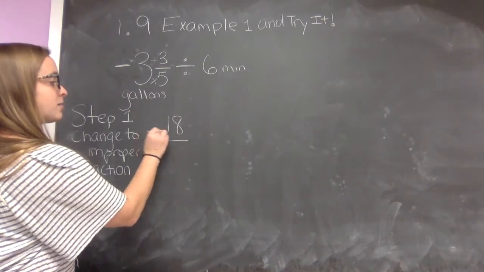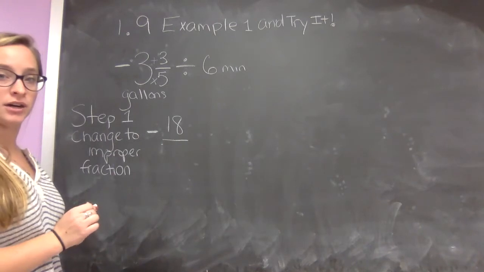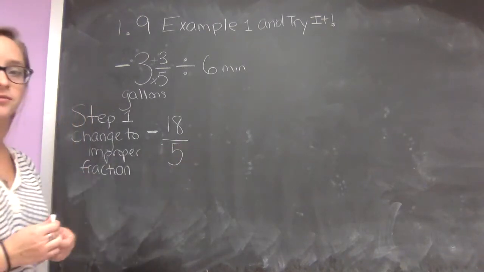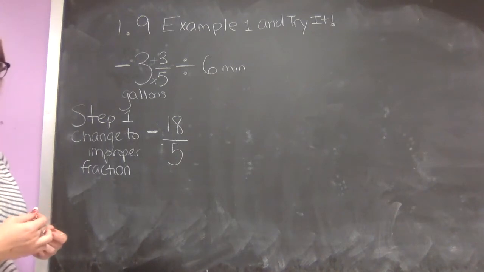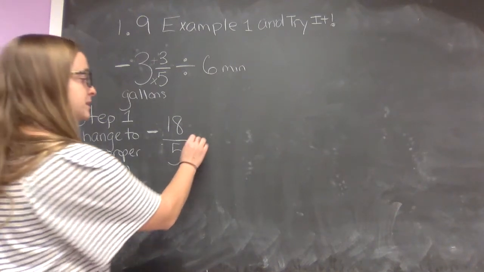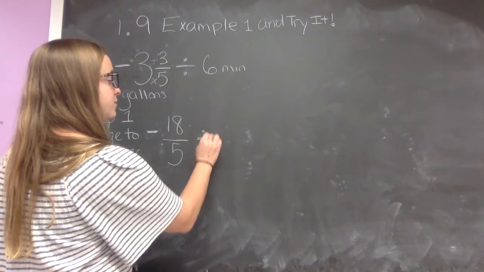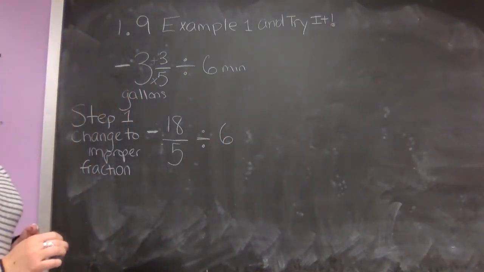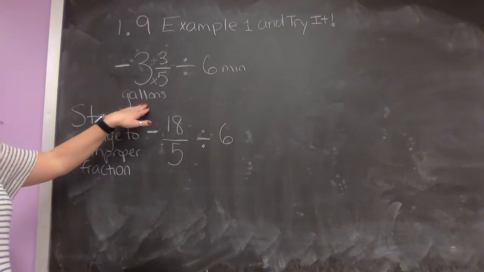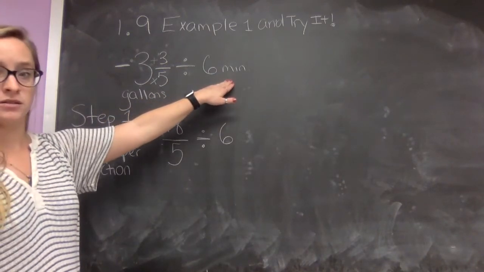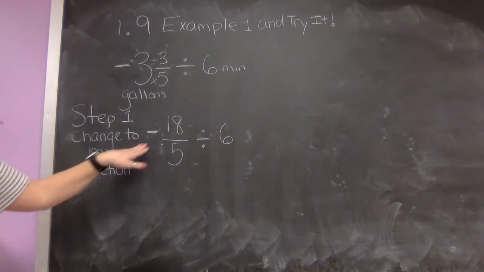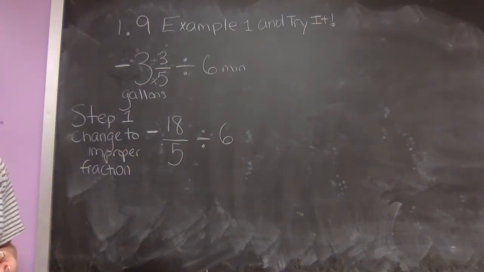Now I can't forget about my negative. I'm going to bring that down here: negative 18 fifths, and my fifths will not change. I'll bring the rest of the problem down too, so now we have divided by 6. Remember, I'm dividing the number of gallons by the number of minutes that are being lost in this problem. So now I have negative 18 fifths divided by 6.